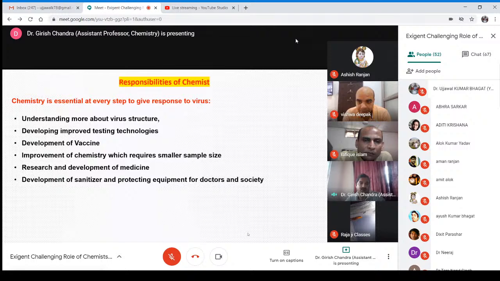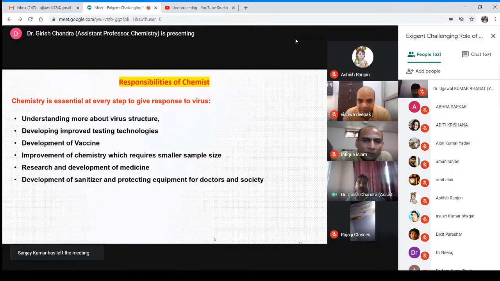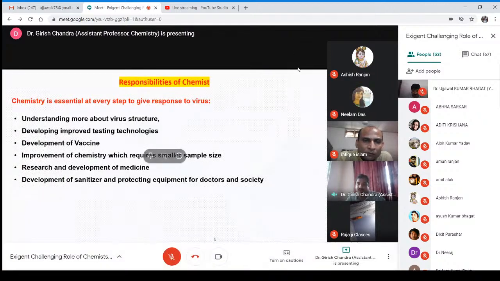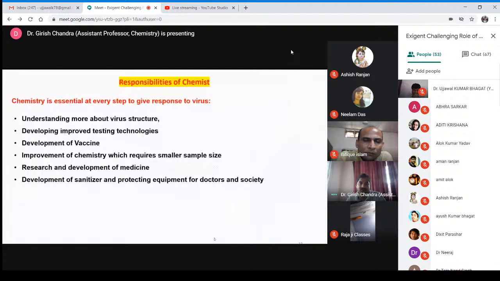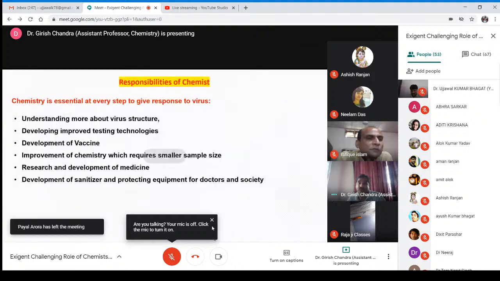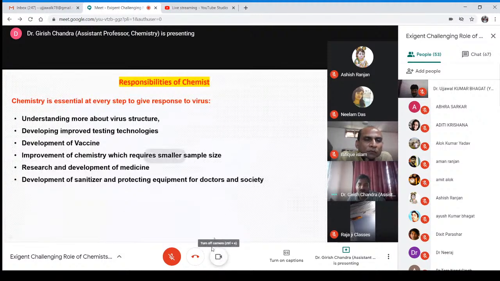Another contribution from chemists is developing different kinds of testing technologies. If you remember, when COVID-19 spread, many people came and developed different kinds of technology to test COVID-19 within 1 hour or 2 hours. This is a very important contribution from biologists and chemists. Another important contribution could be development of vaccines, improvement of chemistry which requires a smaller sample size, research and development of medicines, and development of sanitizer and protective equipment for doctors and society.